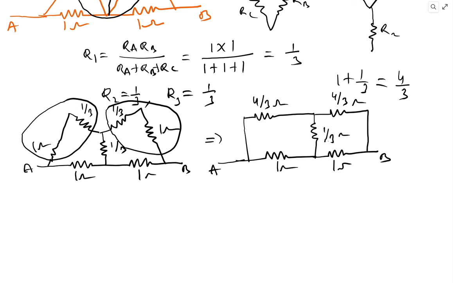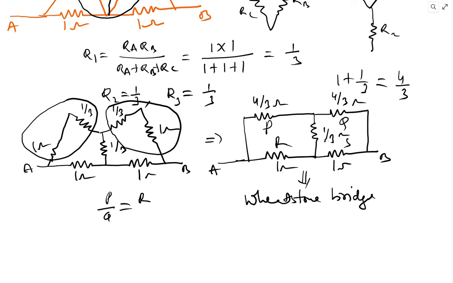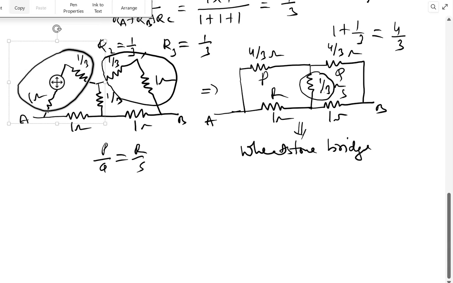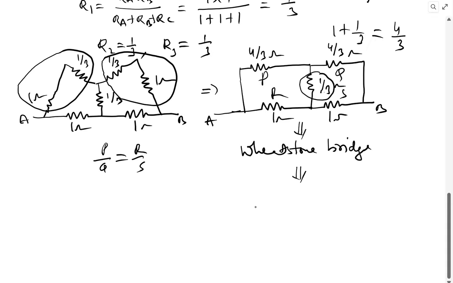Now if you look at this figure here, it is like a Wheatstone bridge. This figure will be equal to what here? Wheatstone bridge. So the Wheatstone bridge balancing condition is satisfied. What is the balancing condition? You know, this is P, Q, R, S. So if P by Q equal to R by S, then that central resistor becomes ineffective and can be eliminated. This is 4 by 3, 4 by 3 equal to 1 by 1. So now the figure will reduce to like this.